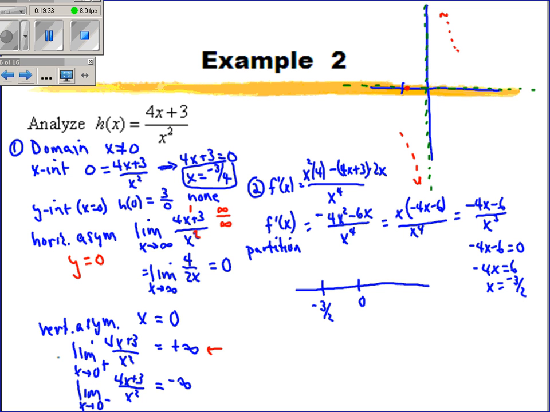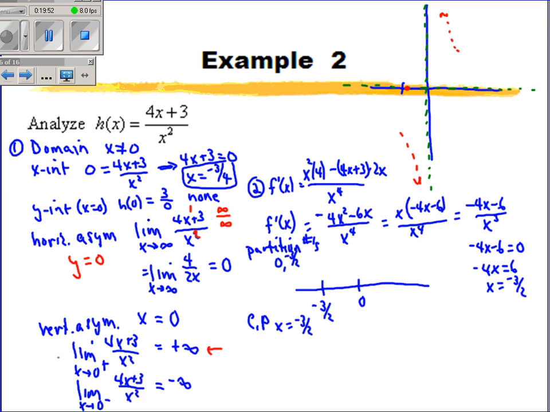0 cannot be a critical point because the function was undefined there. So we have 0 and -3/2 as partition numbers. That's what we put on our number line. But the only critical point is -3/2. That's the only place we could have a maximum or minimum.